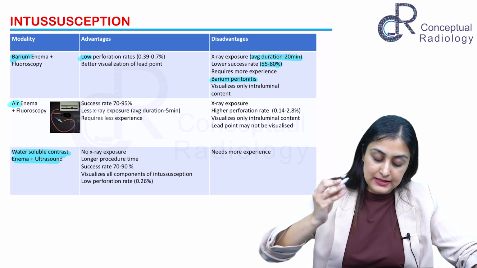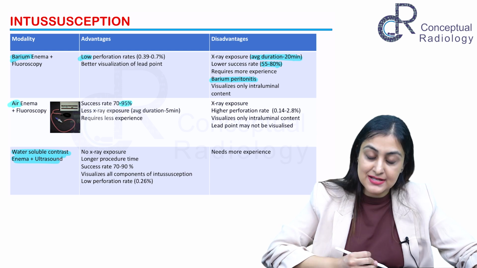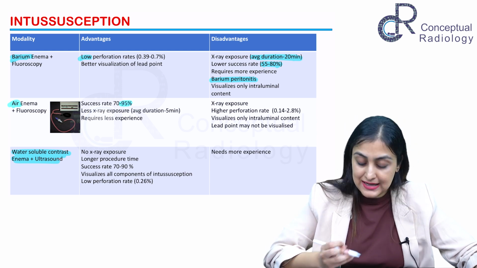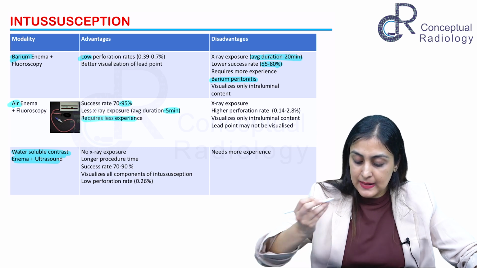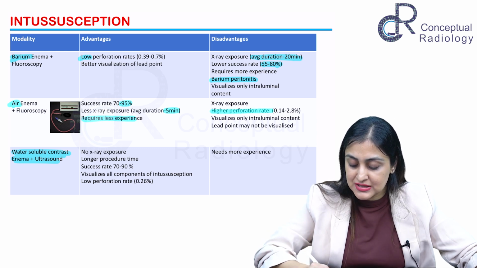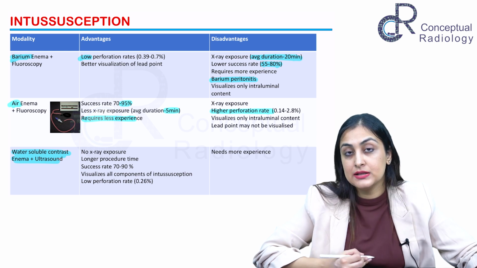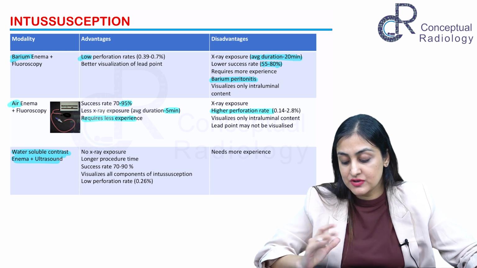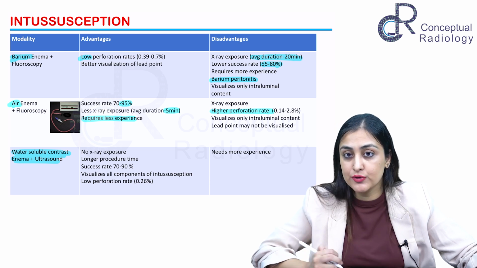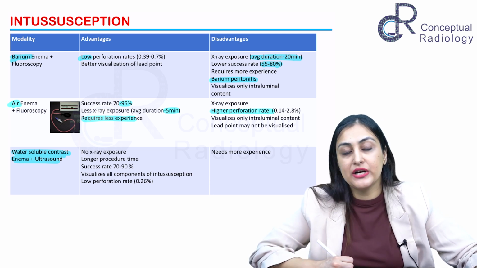intraluminal contents. The advantage with air enema is that it has a higher success rate. It also is much quicker and it requires less experience. But obviously the disadvantage is that because you're injecting air, the pressure can get higher and you can have higher perforation rate. Again, you only visualize intraluminal content with all fluoroscopy studies and lead point can be missed.